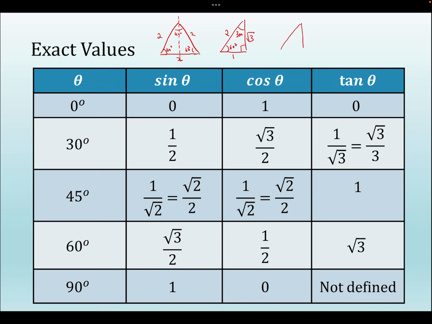What about 45 degrees? Let's say this is 1 unit, that should be 1 unit, therefore this is square root of 2. And again, you should be able to derive your sine, cos, and tan from this triangle.